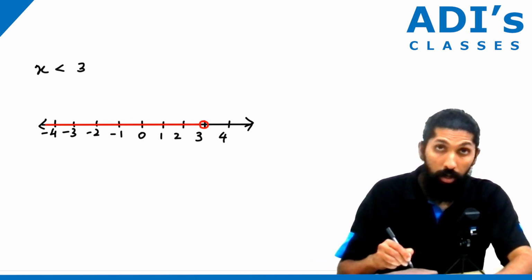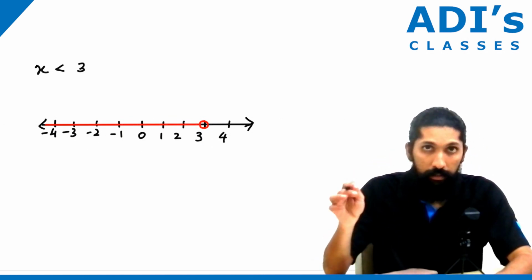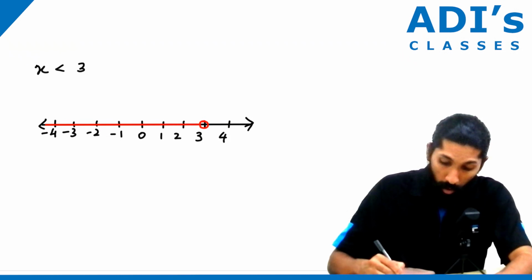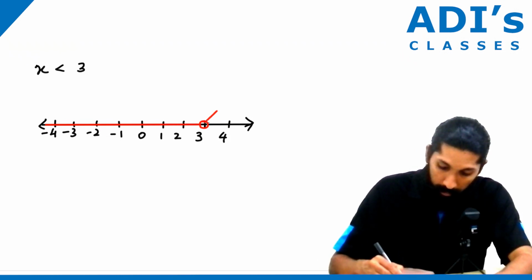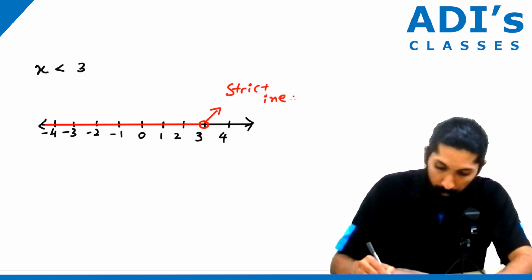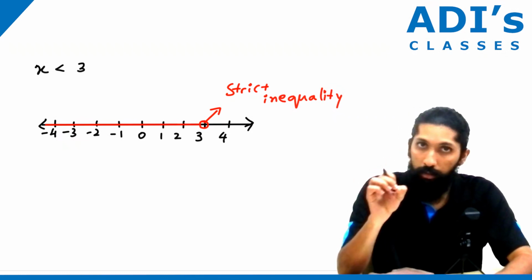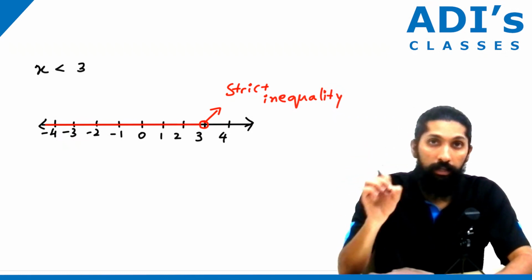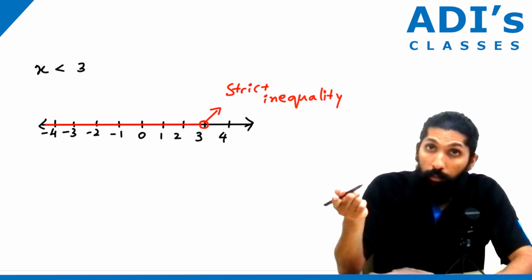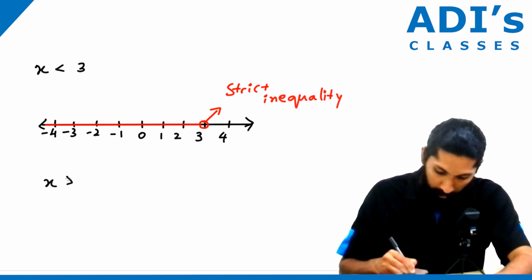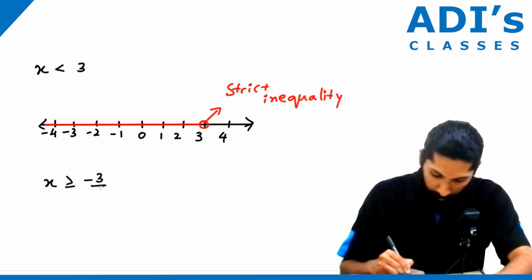So what you just saw here is x less than 3. Whenever you represent this, we write one hollow dot. This hollow dot represents that it is a strict inequality. It's called a strict inequality because only values lesser than that are considered. Now you have slack inequality also, correct? Something like x greater than or equal to minus 3 by 2.